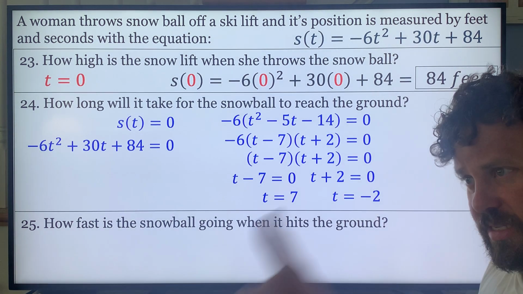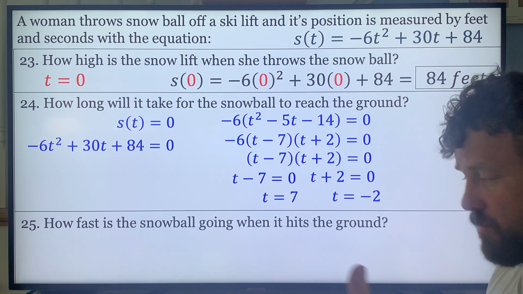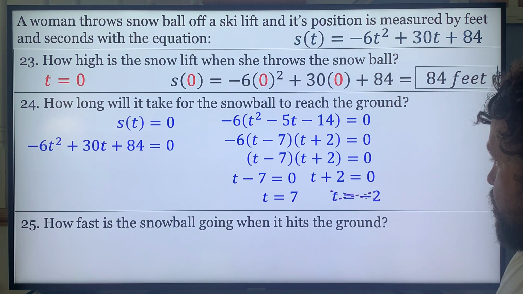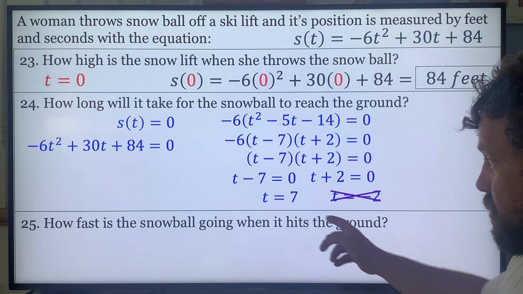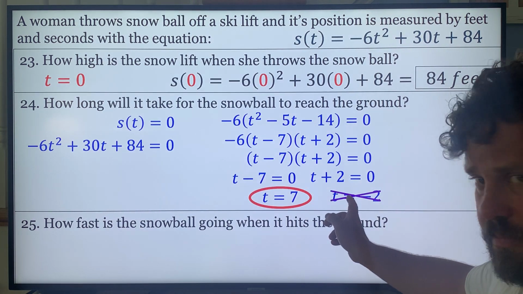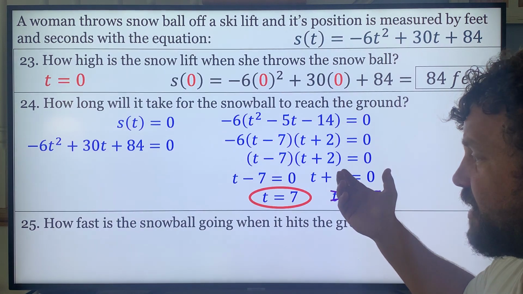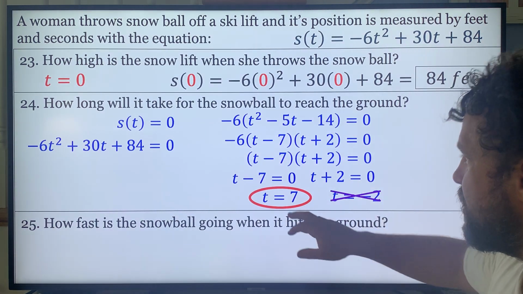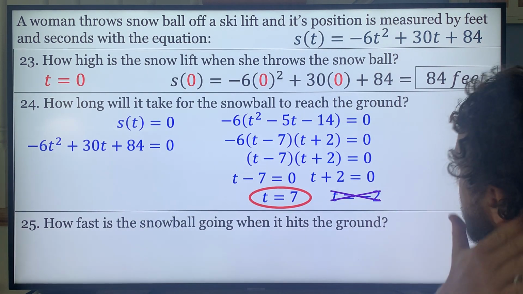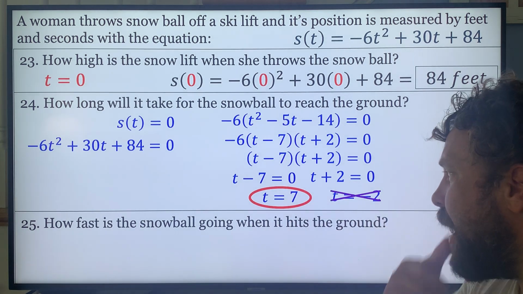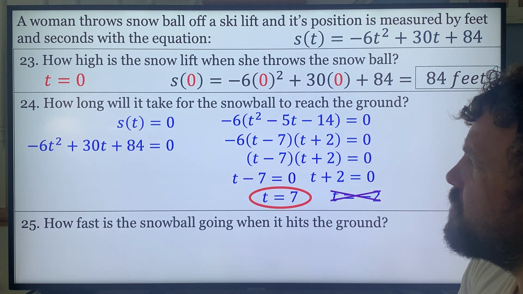So what do you think it takes? 7 seconds or negative 2 seconds? Not negative 2 seconds. It takes 7. Why not negative 2? Because you can't have a negative time, right? Obviously. So it takes 7 seconds for it to reach the ground. How fast is it going when it hits the ground?